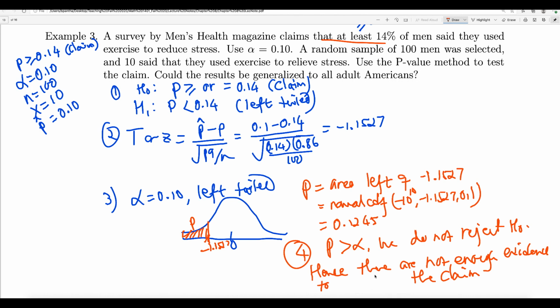To reject the claim that the proportion of people who use exercise to reduce stress is 14%. That's how you write it. Okay, guys? Thank you.